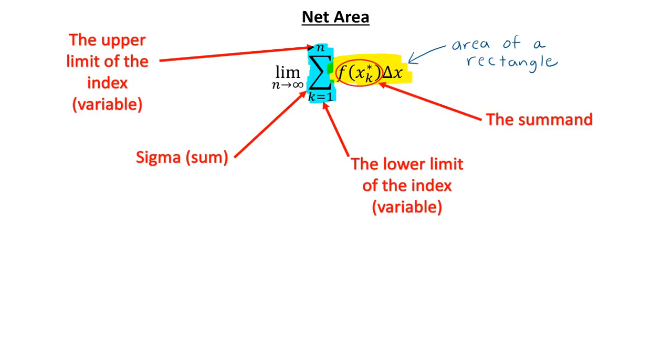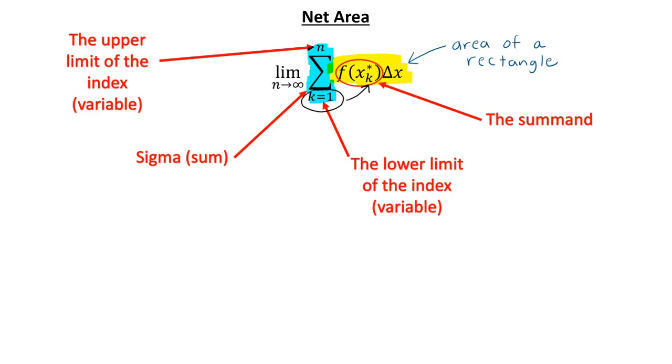Now let's look at the part highlighted in blue. This part of the formula probably does not look familiar. The big figure that you see there is the Greek letter sigma, and sigma literally means sum or summation. So that means that we're going to be summing the areas of rectangles.